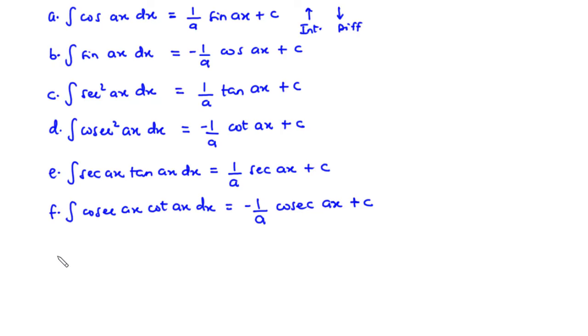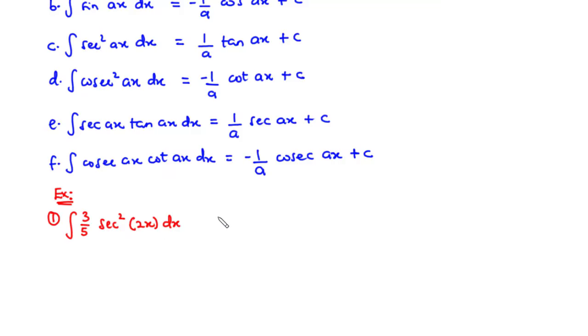So the first one we are going to talk about is, let's try to integrate the function 3 over 5 times sec square 2x with respect to x. Now because 3 over 5 is a constant, we can pull out 3 over 5, and then we have the integral sign, and then we have sec square 2x dx.